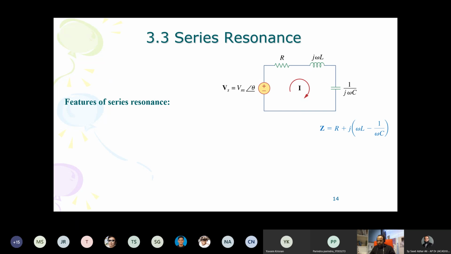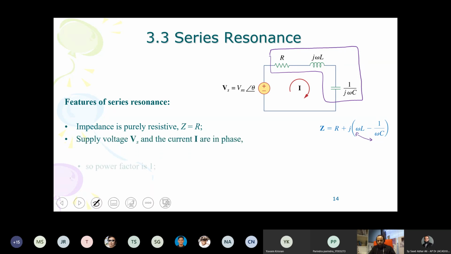So the features of series resonance: the impedance, as we just found out, is purely resistive. If we try to find out the impedance of this, it is purely resistive, as we have seen that these will be cancelling out each other. The supply voltage Vs and the current I are in phase because of no reactive component, no phase difference between voltage and current. So the power factor is 1.